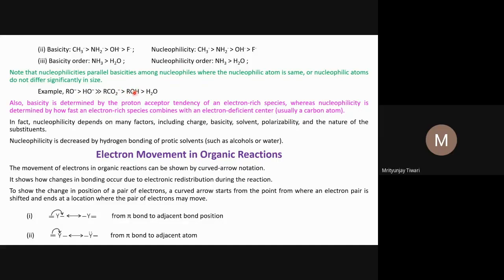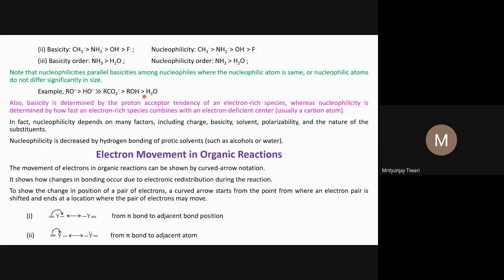is a neutral species. Although it is having a lone pair of electrons, it can give its lone pair of electrons, so it can behave as a base. But you do not see any negative charge on this center, so it is not an electron excess species. This species is an electron excess species, so its electron density is larger than this species, more nucleophilic, as well as a stronger base than this.